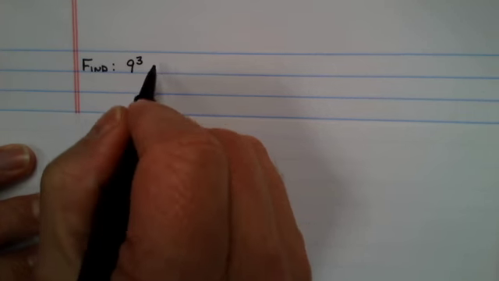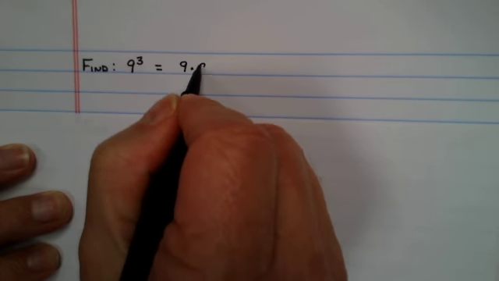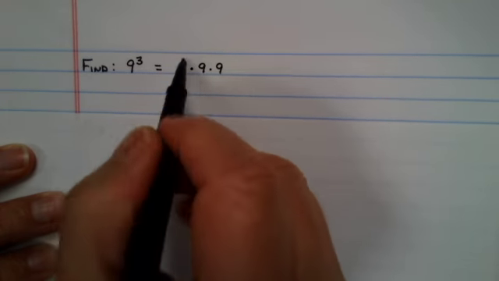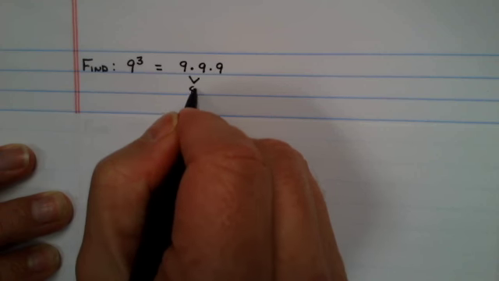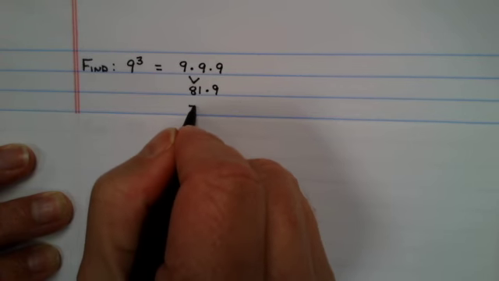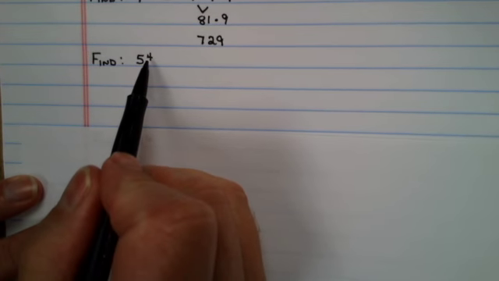So let's try some problems that involve using exponents. This is 9 raised to the third power, or 9 cubed. That means I'm going to write 9 down how many times? 3 times. And I'm going to start multiplying these numbers together. 9 times 9 is 81. 81 times 9 is 729.